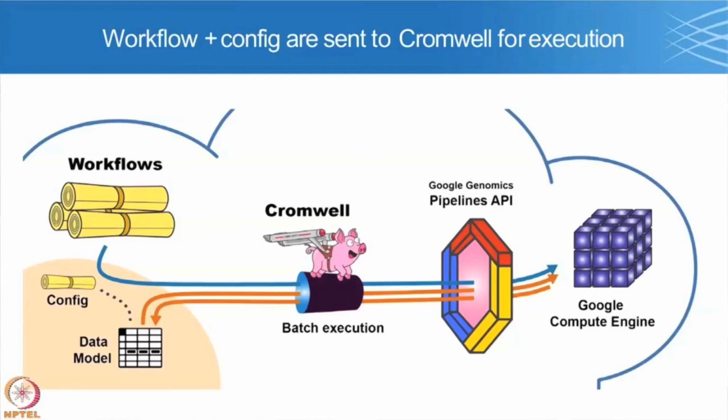So I think I mentioned this previously. Just so you have a workflow: you have a configuration that says what the inputs are, you have a data model that provides those inputs, and then you send it to Cromwell. Cromwell communicates with the Google Cloud platform. It runs it in parallel to the degree possible on the Google Compute Engine, and then you get your results in the appropriate buckets.